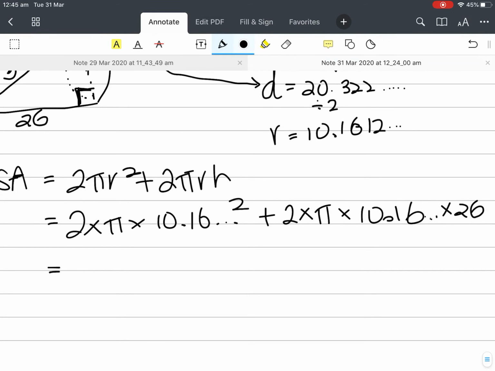If you have 10.1612 and so on from your previous answer, you don't clear the screen. Remember, you can press the ANS, the answer key, and it should pop up whenever you need it in that next section, as long as you don't press the equals again. And I get 2308.7, rounded to 1 decimal place according to the question, and I'll assume it's in centimetres, so I need to write units of centimetres squared. There you go.